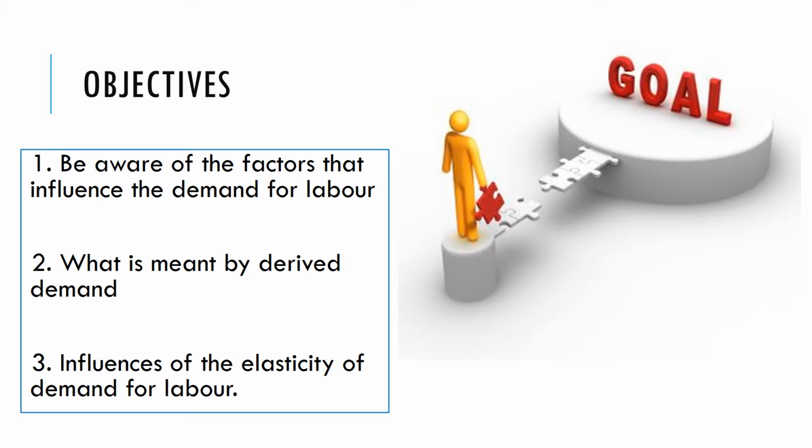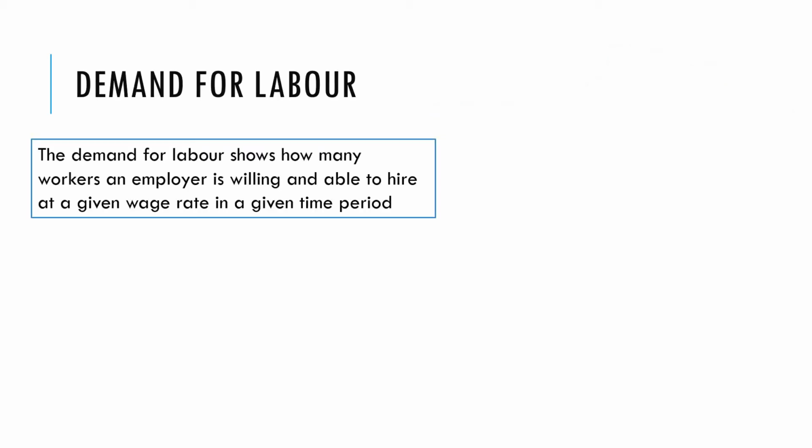In this video we're going to look at the factors that influence the demand for labour, what is meant by the term derived demand, and what will influence the elasticity of demand for labour. So let's start off. The demand for labour shows how many workers an employer is willing and able to hire at a given wage rate in a given time period. Let's make sure we have this definition down.